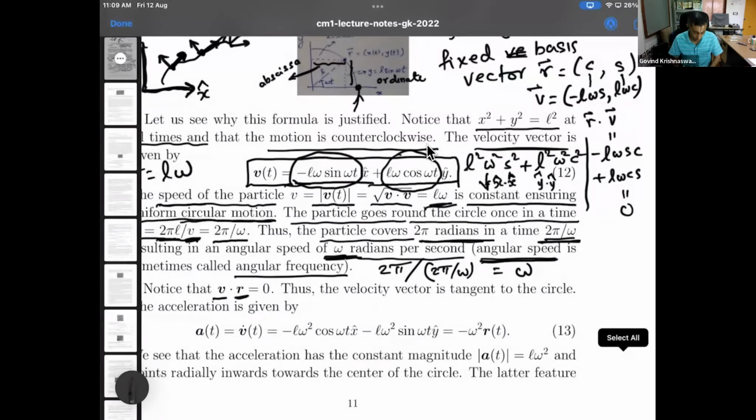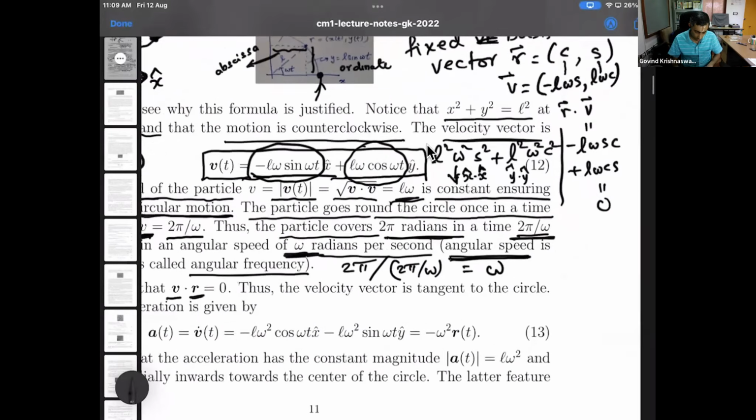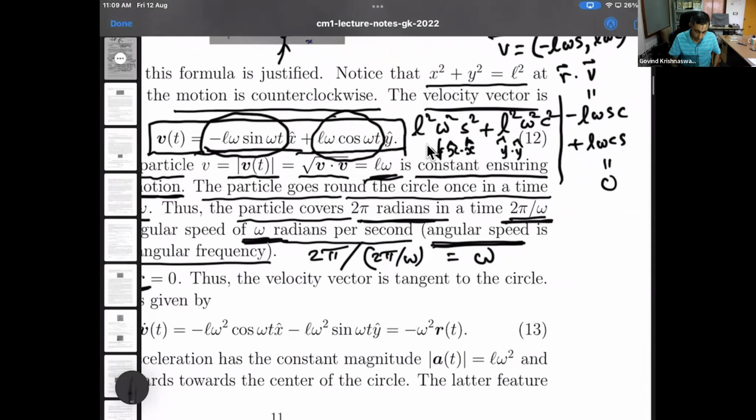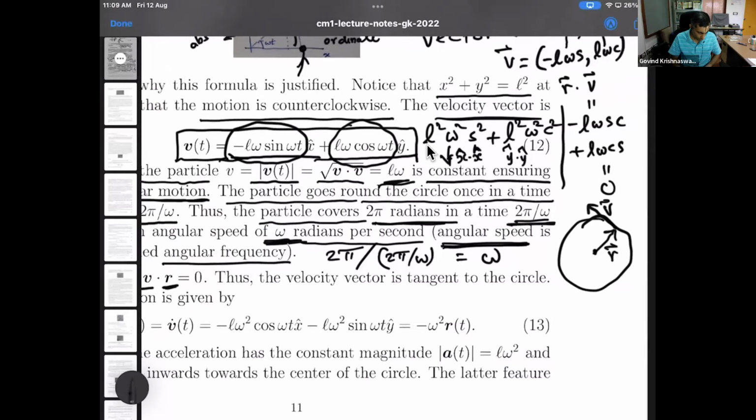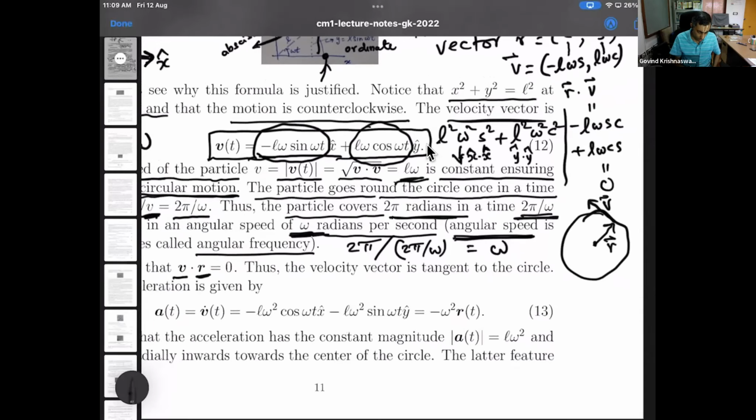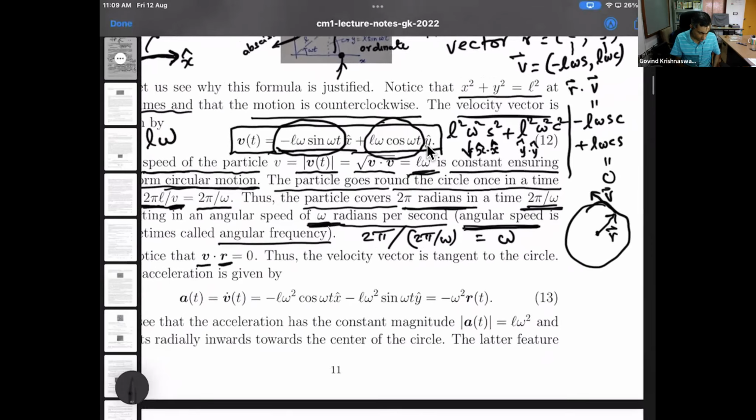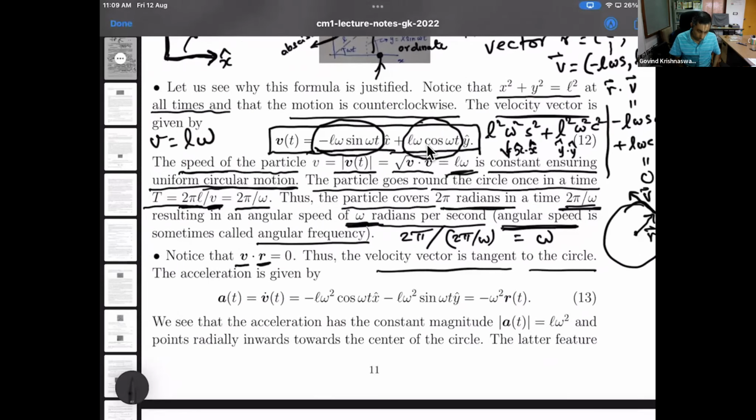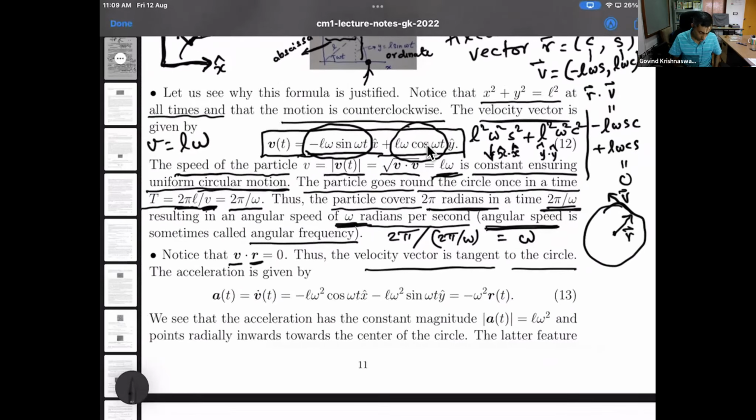Okay, I brought my screen back. Any question about that? This is, of course, clear from the picture as well. The radius vector points radially, and for counterclockwise motion, this is the direction of the velocity vector. So no wonder they are orthogonal. Thus, the velocity vector is tangent to the circle. That is because the motion is along a circle.